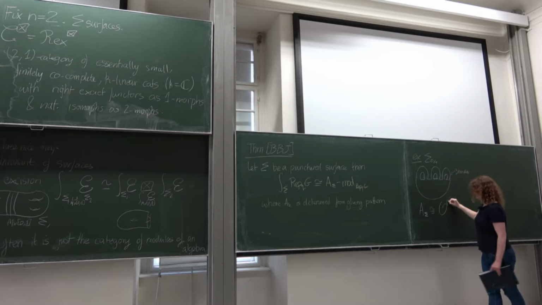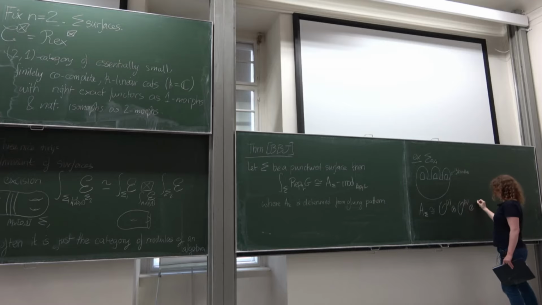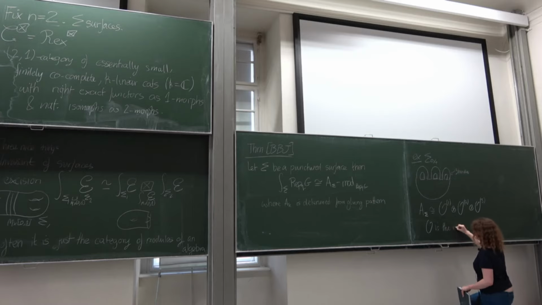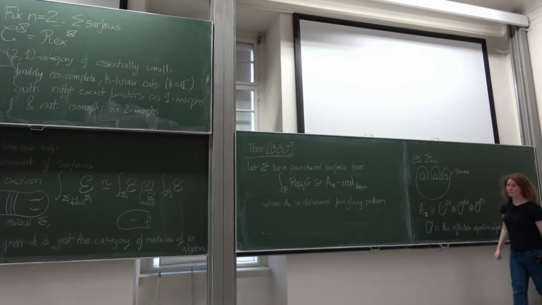Okay, so as it's got 3 handles, A sigma has 3 copies of script O, where script O is the reflection equation algebra of U_q G.